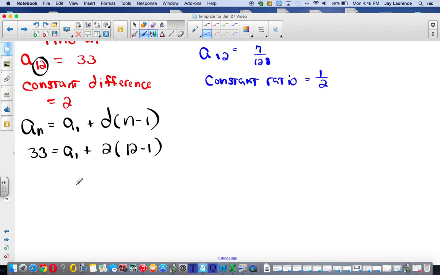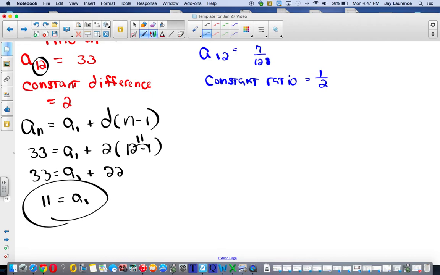Now I'm just going to solve this equation for a sub 1. So 33 is going to equal a sub 1 plus, this would be 11. That'll be 22, 2 times 11. And then I'm going to subtract 22 from both sides, and a sub 1 is going to end up equaling 11. And there you go. The first term of the sequence is 11.